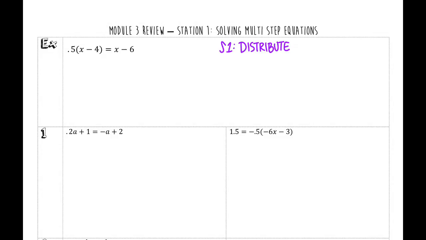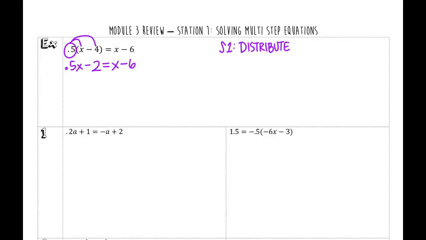I'm going to go ahead and come in, and I'm going to distribute this 0.5 to x and to this -4. Okay, I know that 0.5 is half, so I know this is 0.5x. And I know half of 4 is 2, so this is -2 equals x minus 6.